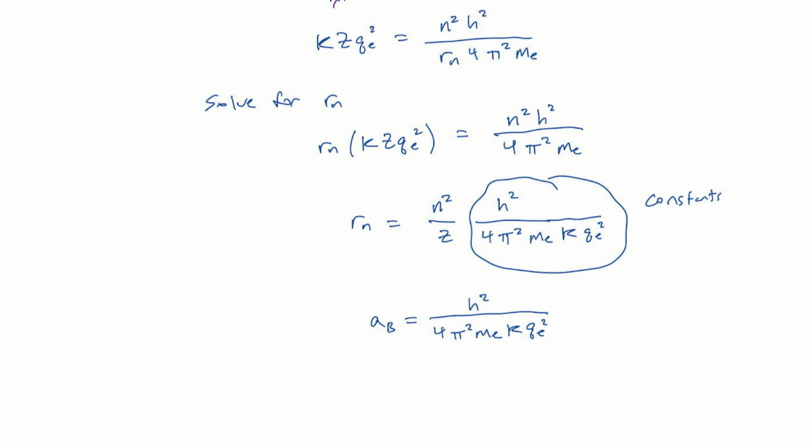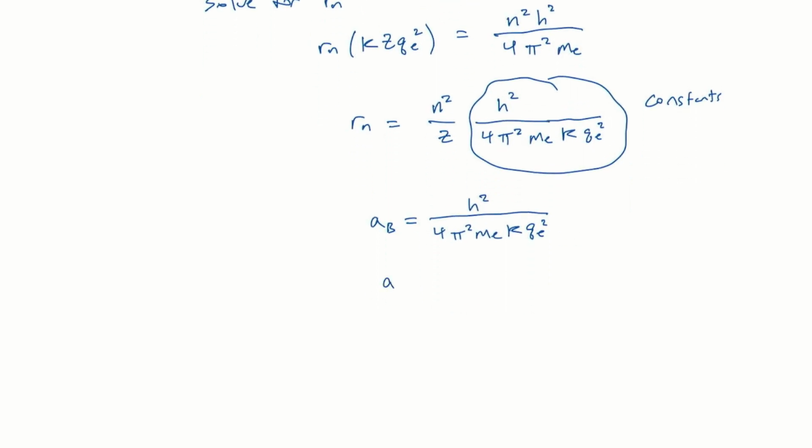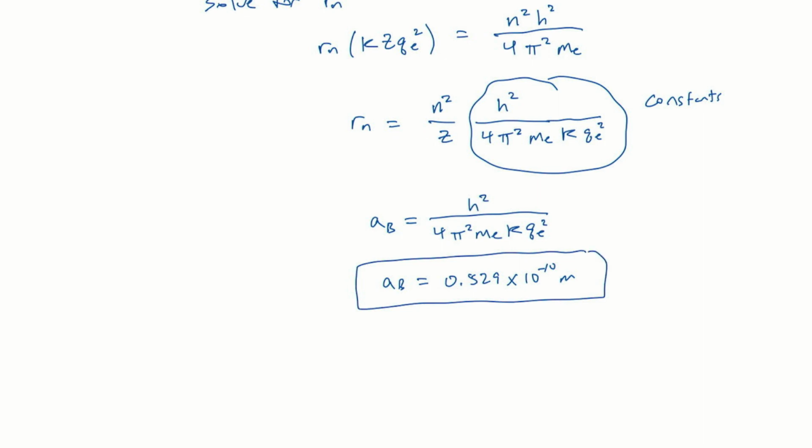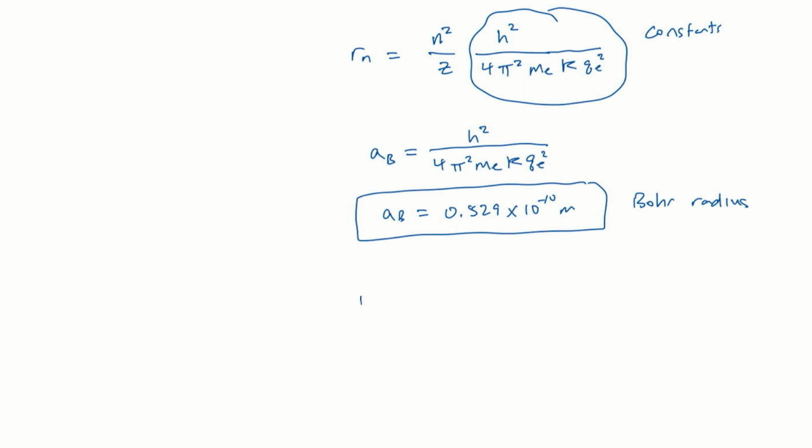Do that calculation, and we find a sub B is 0.529 times 10 to the minus 10 meters. This is our Bohr radius. And so what we have is R sub n is N squared divided by Z, the number of protons, times the Bohr radius a sub B.